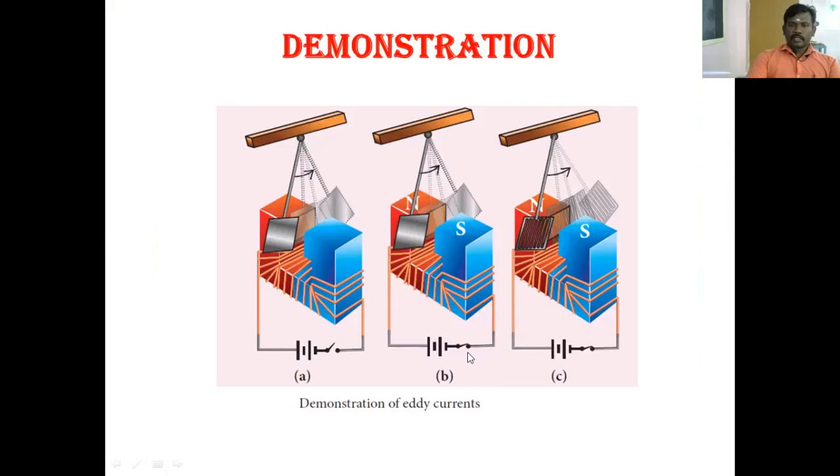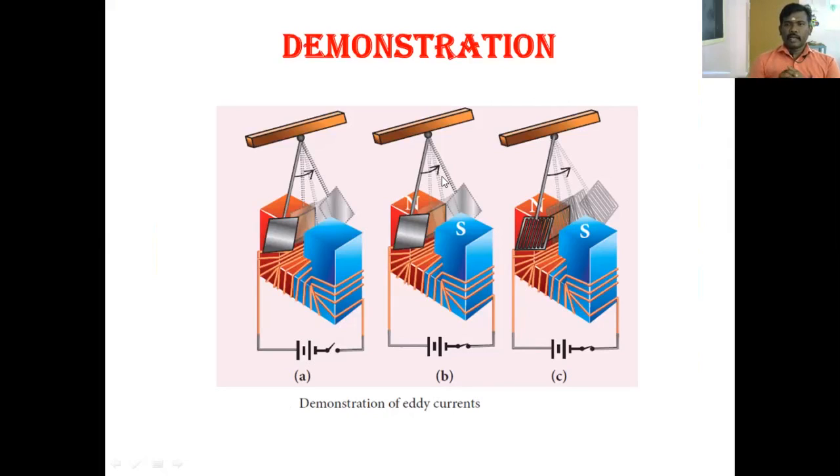See the second case, the circuit is closed, so the suspended metal also oscillates in between the electromagnet, but the angle of swing will be less compared with the first case. The angle of swing in the second case is very small due to the opposition of the eddy current. So eddy current always opposes that which causes it to be produced.